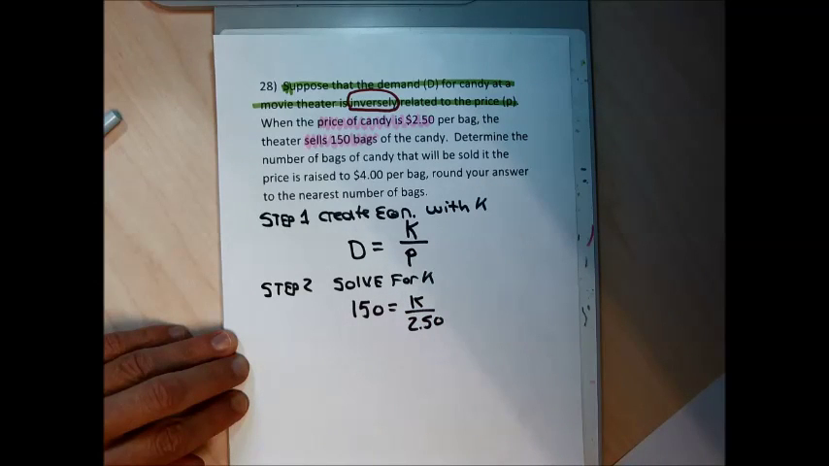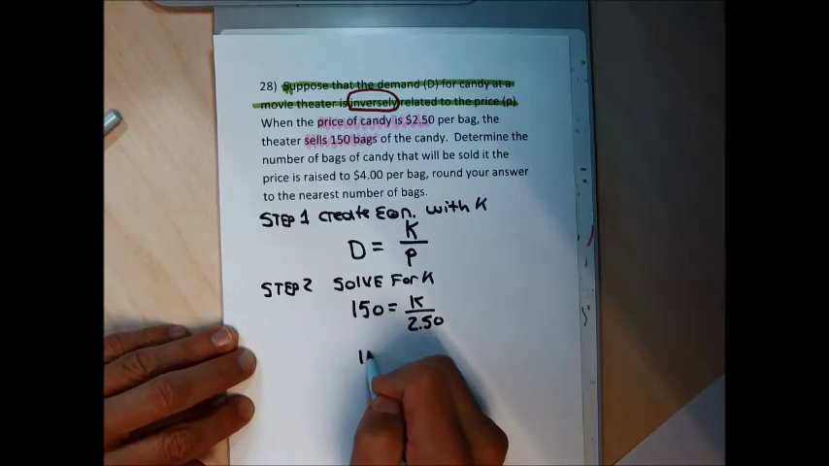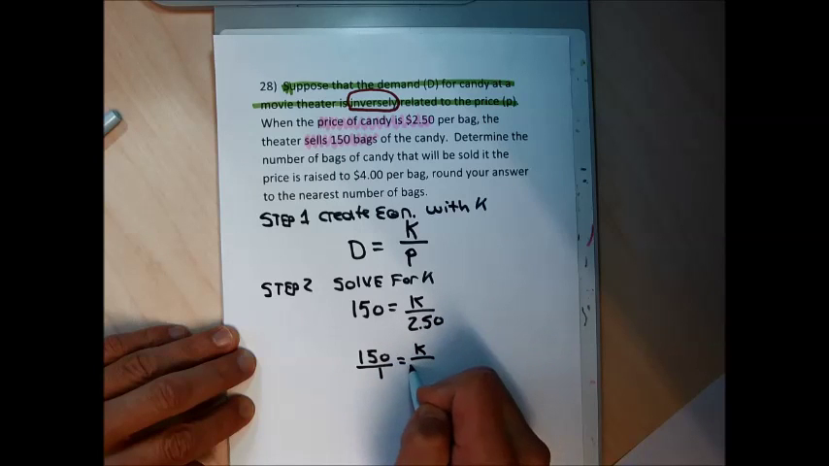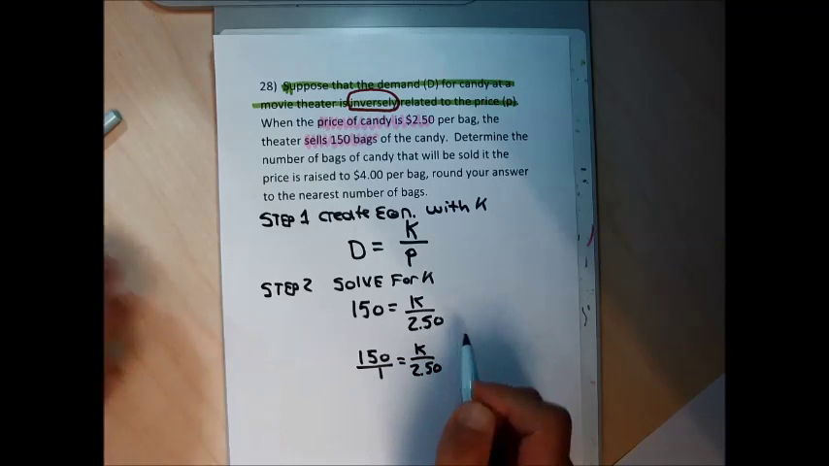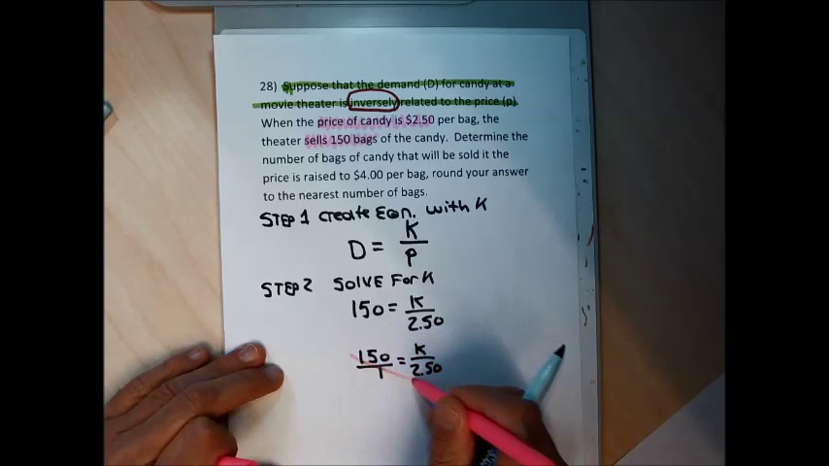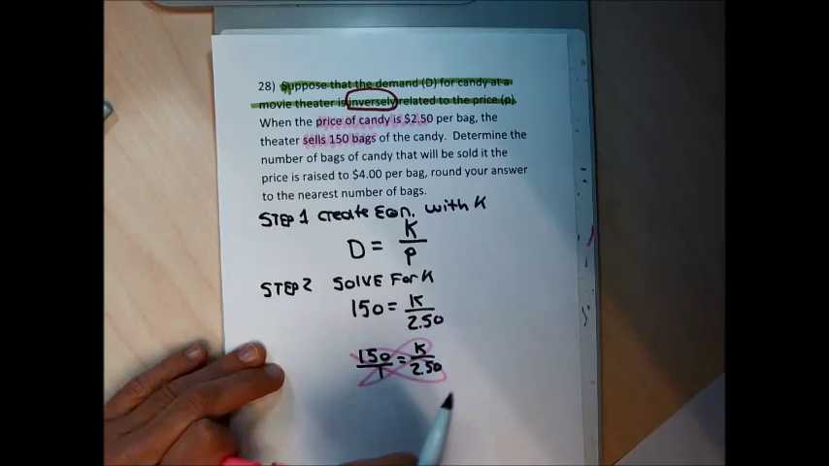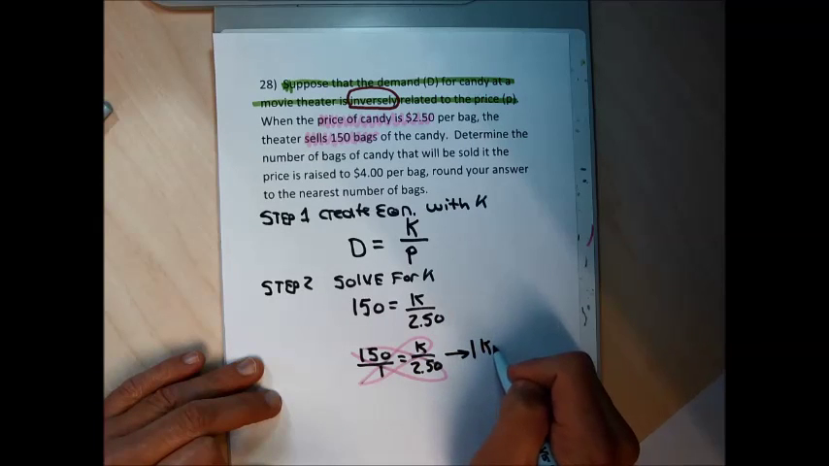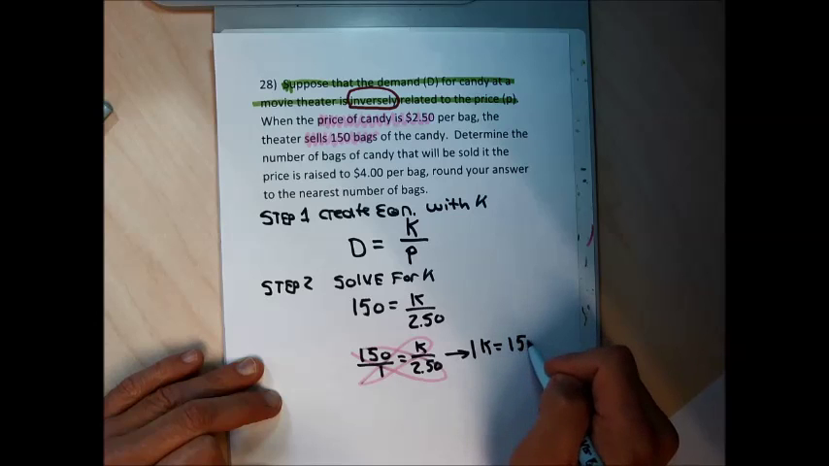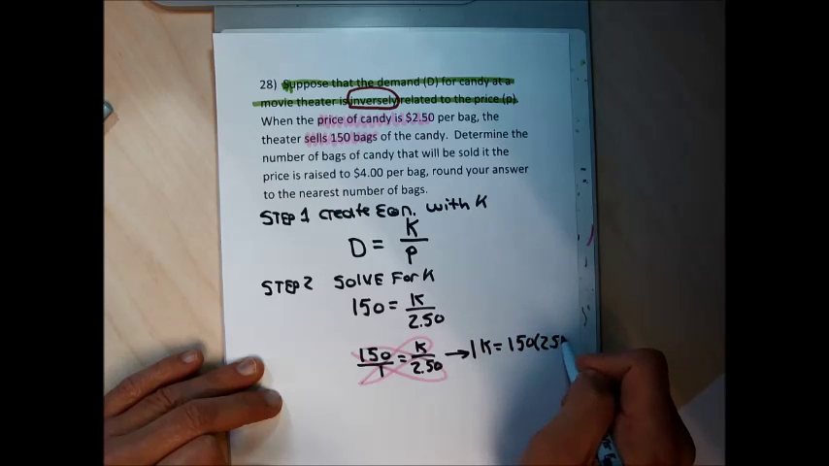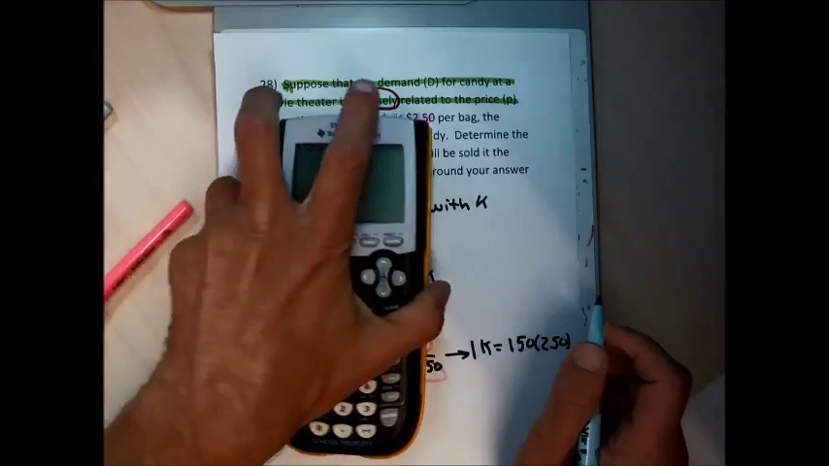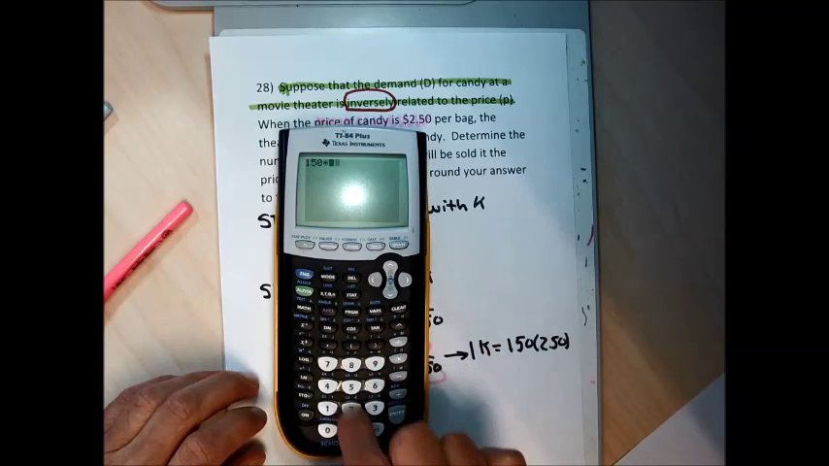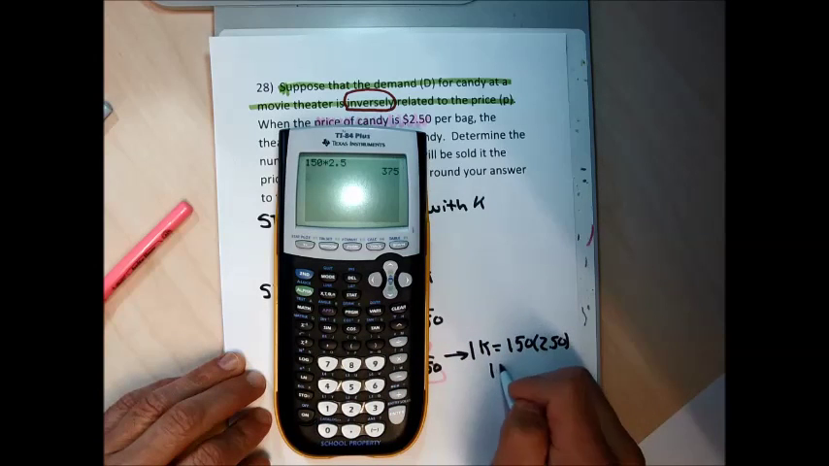I like to solve these by cross multiplying. In order to do that, I need both sides to be a fraction. The side that wasn't a fraction, I can make it a fraction by putting it over 1. And then I can cross multiply down, and I can cross multiply up. Again, to save some room, I'm going to write it over this way. When I cross multiply up, I get 1 times k. When I cross multiply down, I get 150 times 2.50. I don't care to do that by hand, so 150 times 2.5, I get 375 for k.